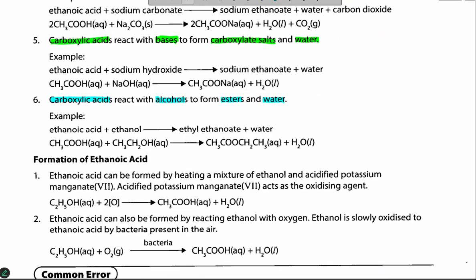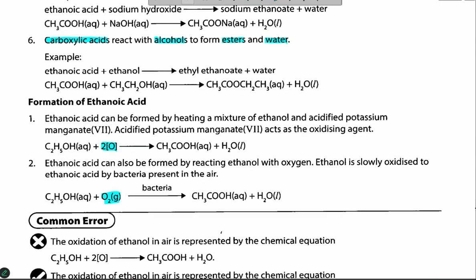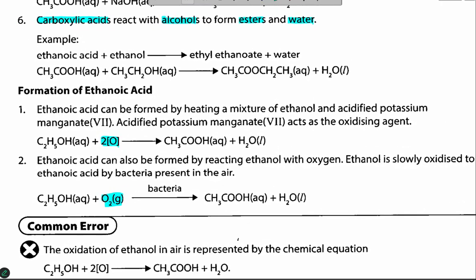and water. Now let's talk about the forming of ethanoic acid. Down here we will emphasize these 2 differences. Remember we learned about ethanol being oxidized to form ethanoic acid. If it's methanol, you get methanoic acid. And this [O] refers to the oxidizing agent. So I have acidified potassium manganate(VII) acting as an oxidizing agent. So this is the oxidizing agent.